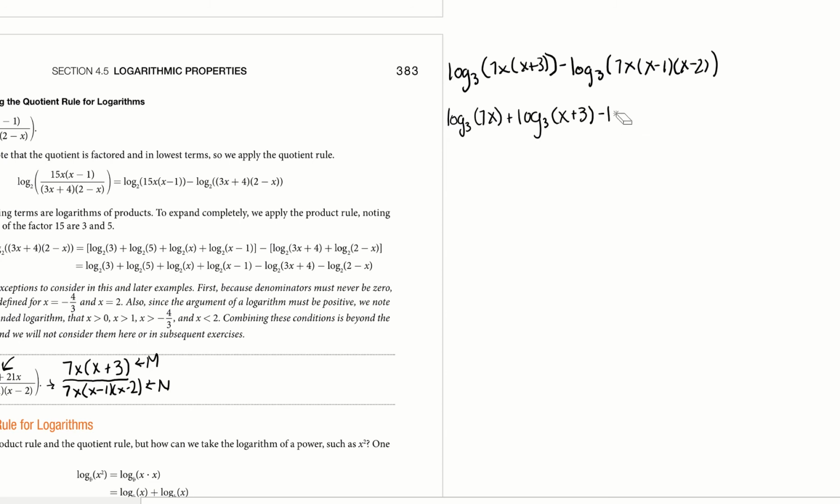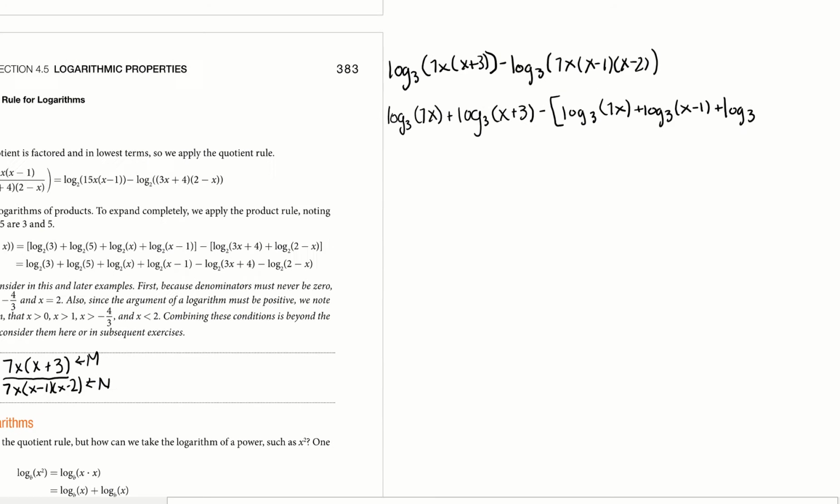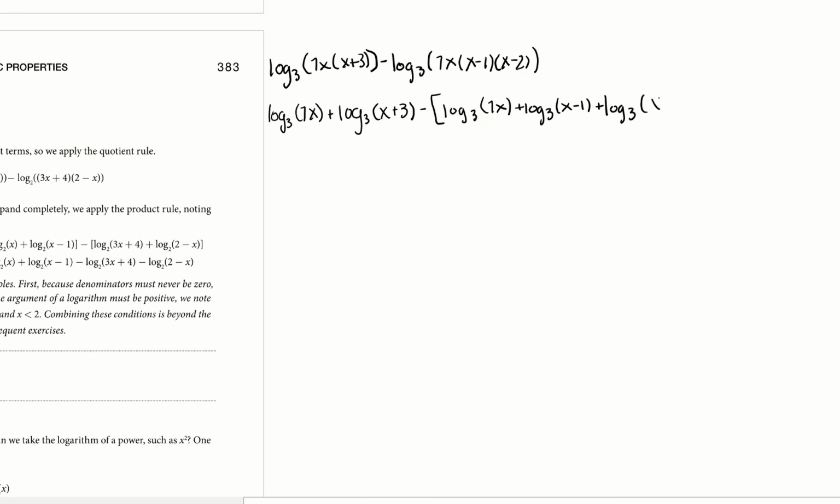and I'll do this one in parentheses to show you what's going on. So minus, and then I'm going to break up this whole log. Log base 3 of 7x plus log base 3 of x minus 1 plus log base 3 of x minus 2. So now I would distribute the negative.